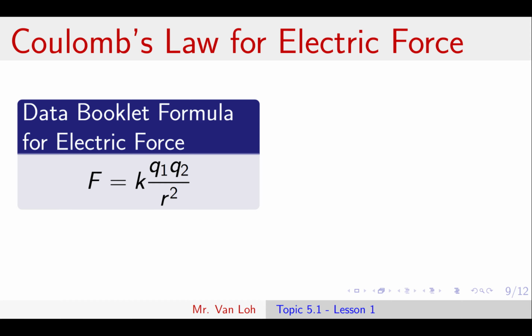Okay, next we have the data booklet formula for electric force, and there it is. So combining those previous relationships as well as one new value. So that new value is Coulomb's constant. Okay, and you can imagine experimentally that you could set up a graph and you could pull Coulomb's constant from the slope of a graph.